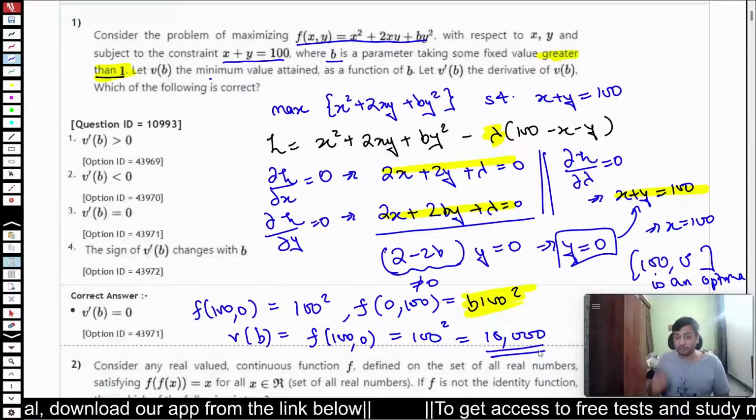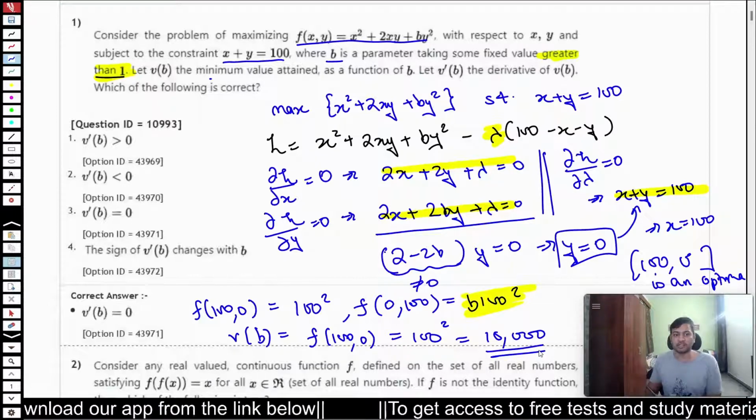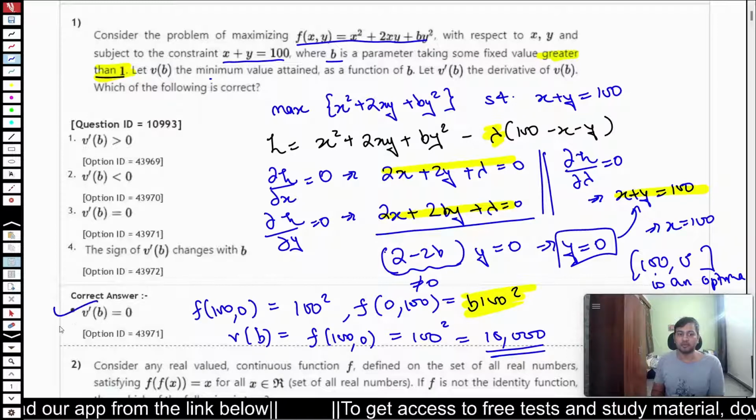So now my v of b is independent of b. That's why v prime of b will turn out to be 0.